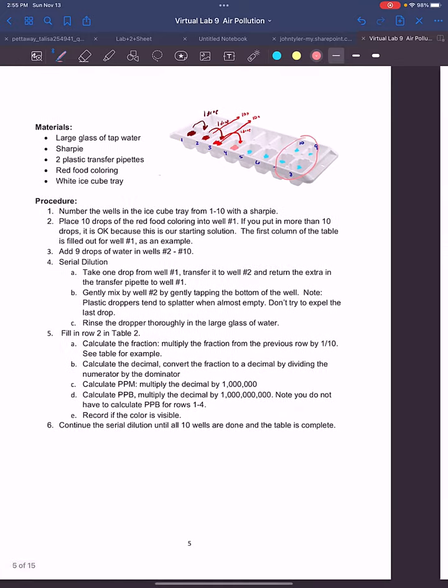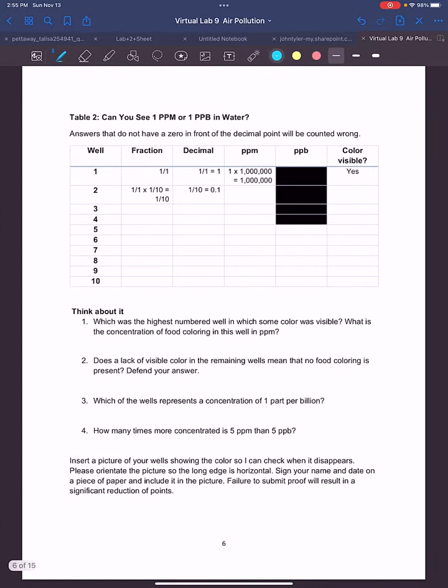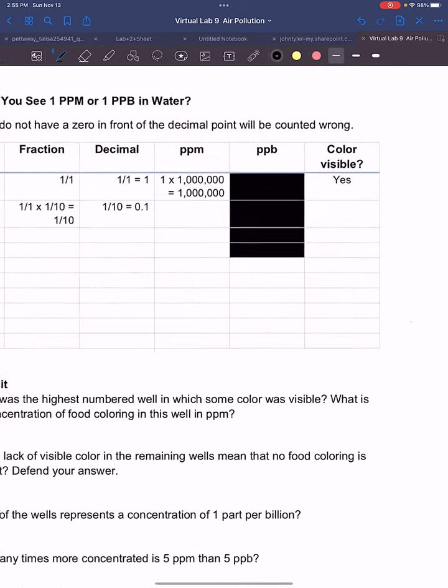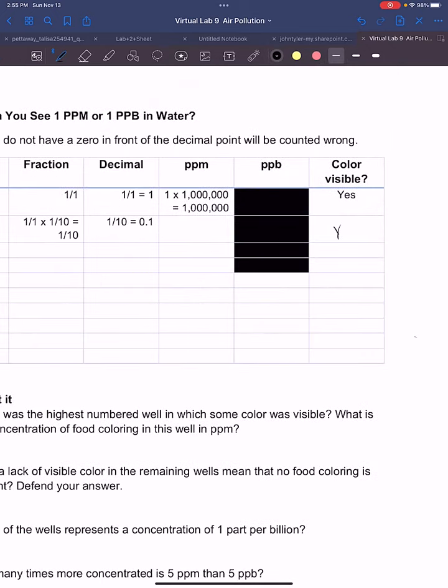Now, it tells you to record your data over here in this table. So when you record your data, is the color visible? You're just going to say yes, yes, and then based on your ice cube tray, if you no longer see it, say by well 4, no, no, no, you would just write no for the rest of them. But even when you stop seeing it, you want to keep transferring drops.